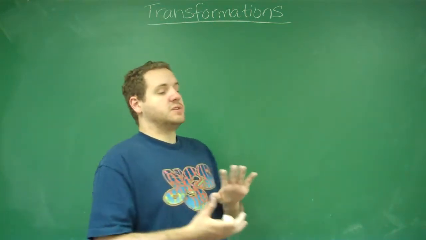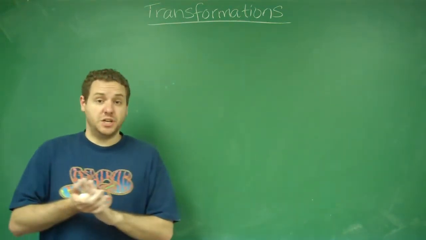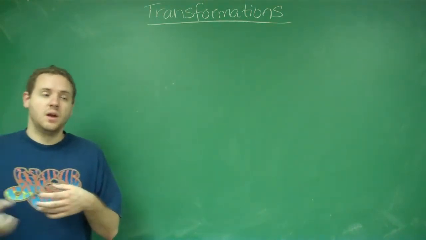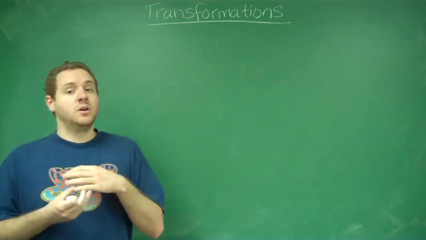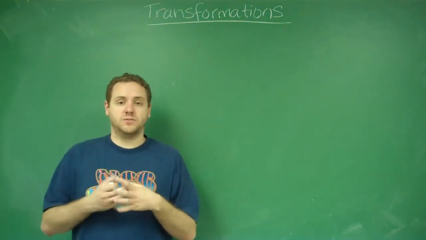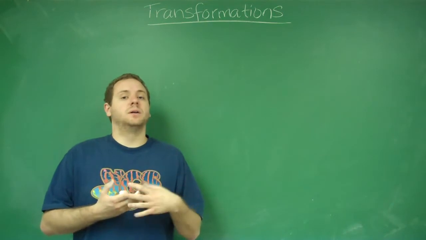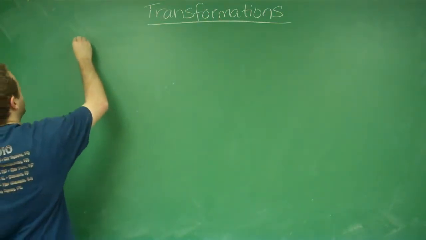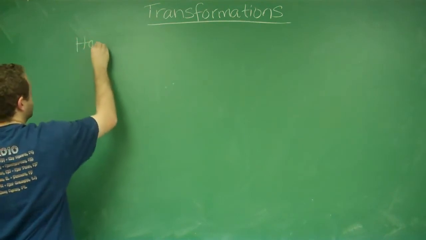So what we're going to talk about first is the types of transformations. So we have shifts. We can shift graphs to left and right. We can shift them up and down. We can stretch them out in a horizontal fashion, or we can stretch them out in a vertical fashion. So let's think about all of these real quick. So a horizontal shift.